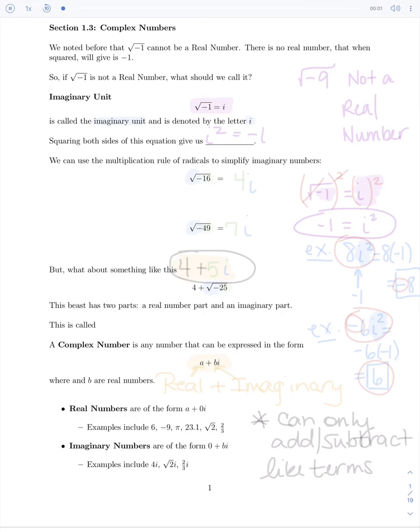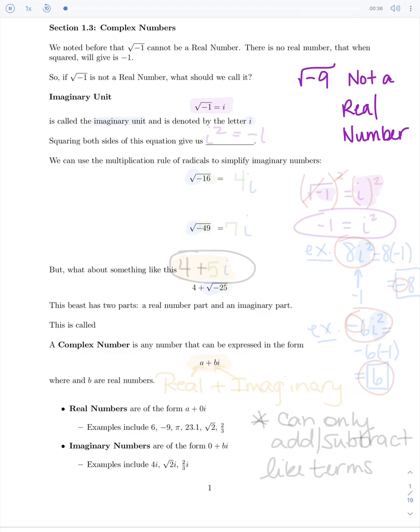In section 1.3, we're going to talk about what are called complex numbers. Complex numbers come from something that we've learned about in the past, which is square roots, and when we actually see a negative number under a square root. Up to this point, we have been very, very careful to not say that there is no solution. We've been very careful to say that it is not a real number that you get when you take the square root of a negative.